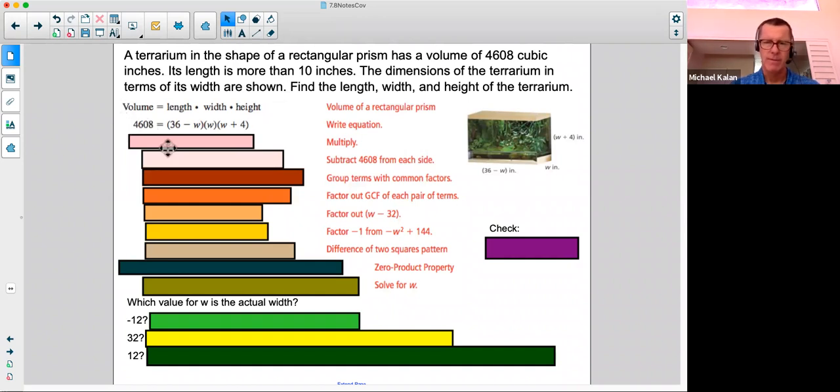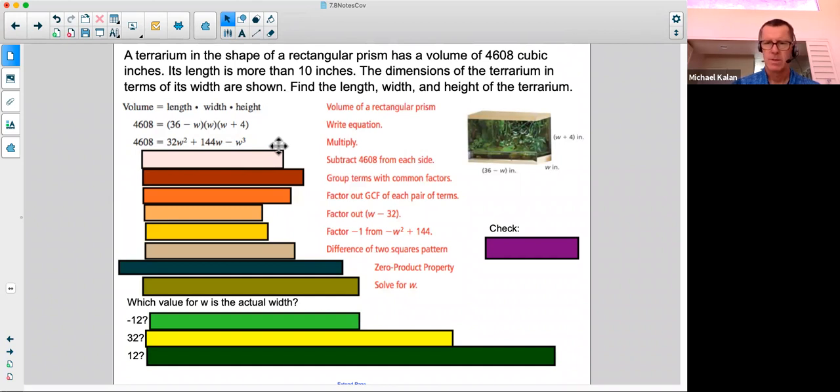If we're going to move that 4608 over, chances are it's going to have to be combined with some constant when I multiply the binomial out. So I'm going to have to multiply this all out. I did that, and I got 32W squared plus 144W minus W cubed.